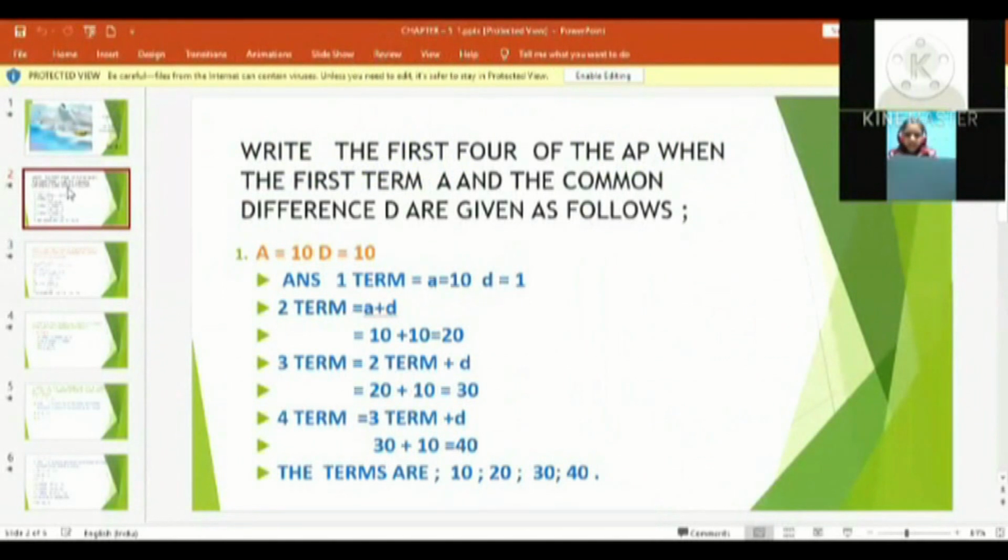About our first chapter, that is arithmetic progression, AP. Now I am going to explain exercise number 5.1. So let's start. Write the first four terms of the following AP when the first term a and the common difference d are as follows.